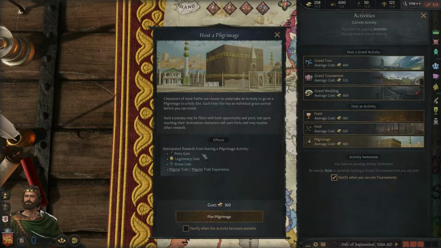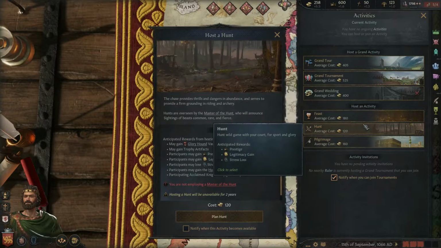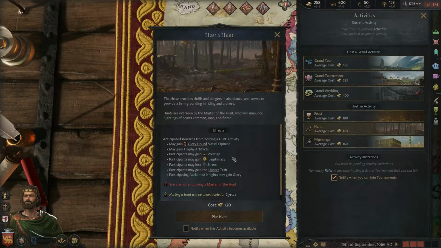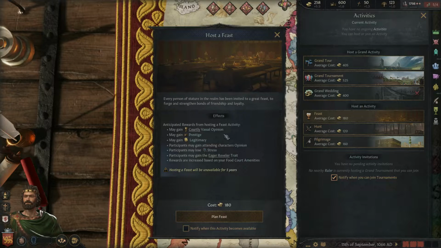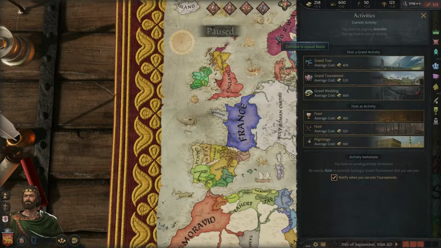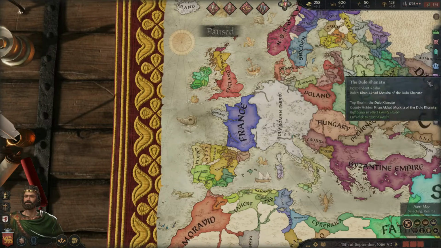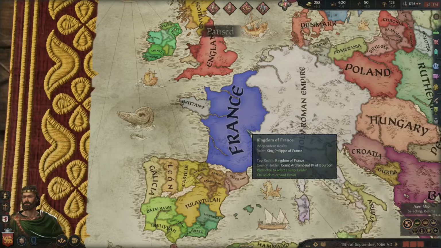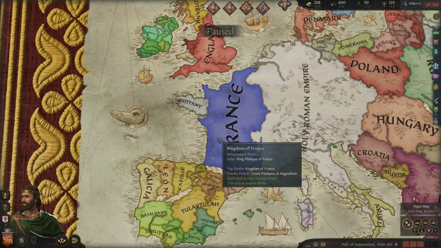For example, here we can have piety, legitimacy, stress. We can have a hunt. We may kill something, but you may gain prestige, legitimacy, and then lose stress. Feast, however, you may gain prestige and legitimacy as well as opinion. So it depends really on what you want to do. And the bottom thing here is a royal court. Now this is only a thing if you are a king or an emperor, and essentially a new mechanic, but it isn't, to be honest, that important.